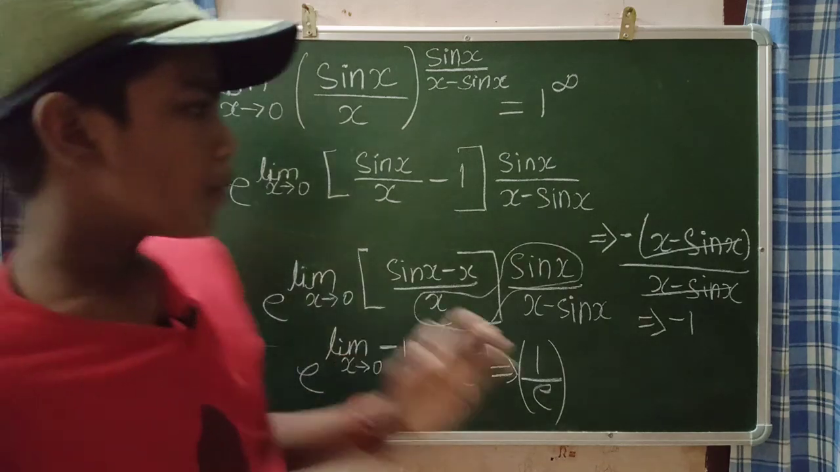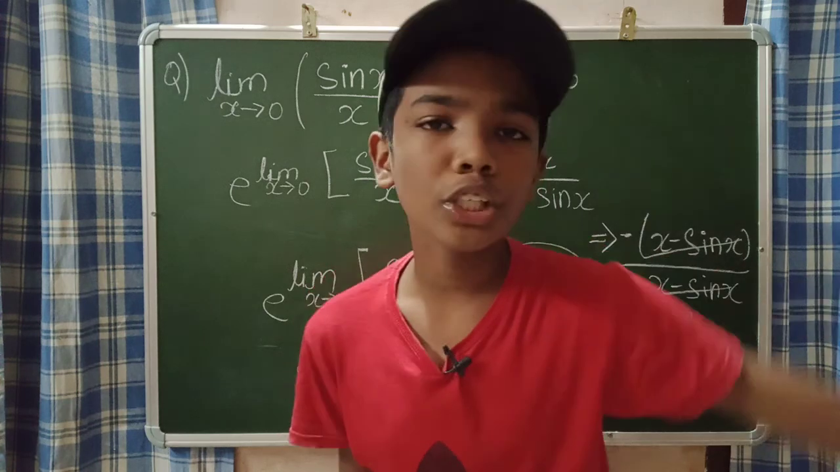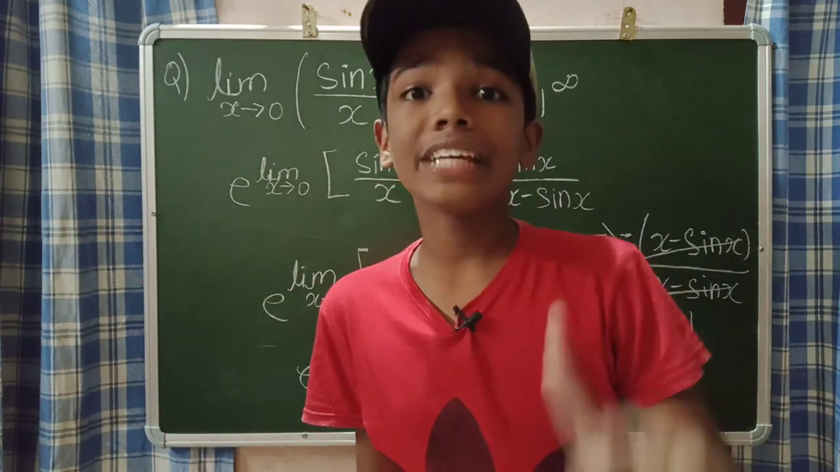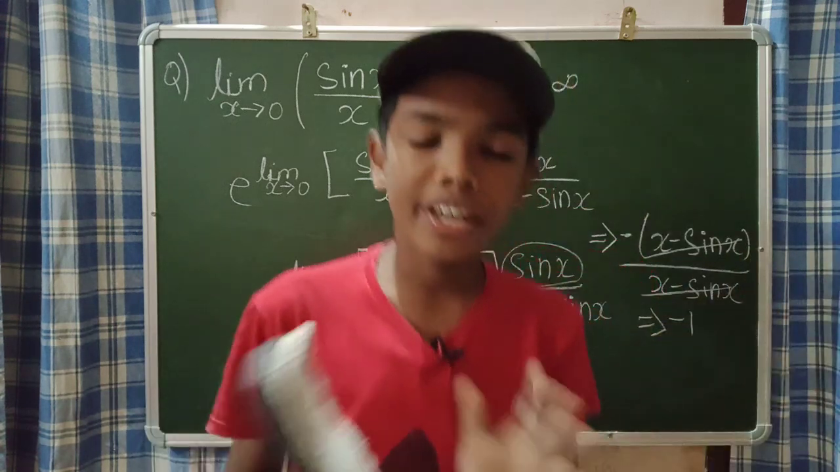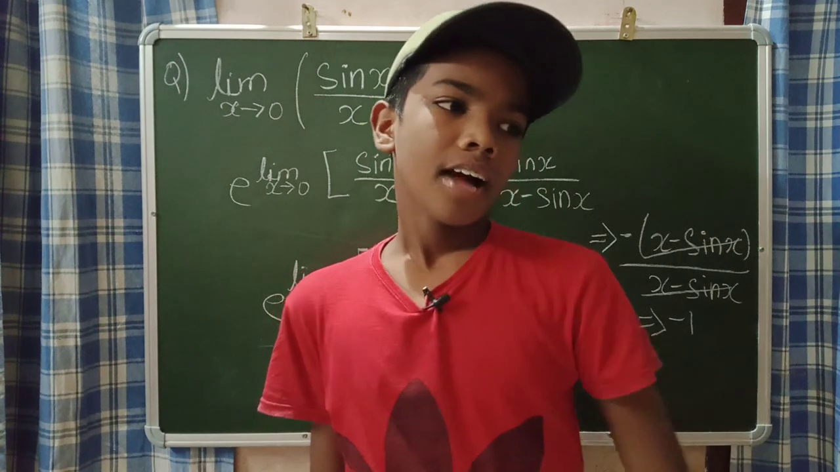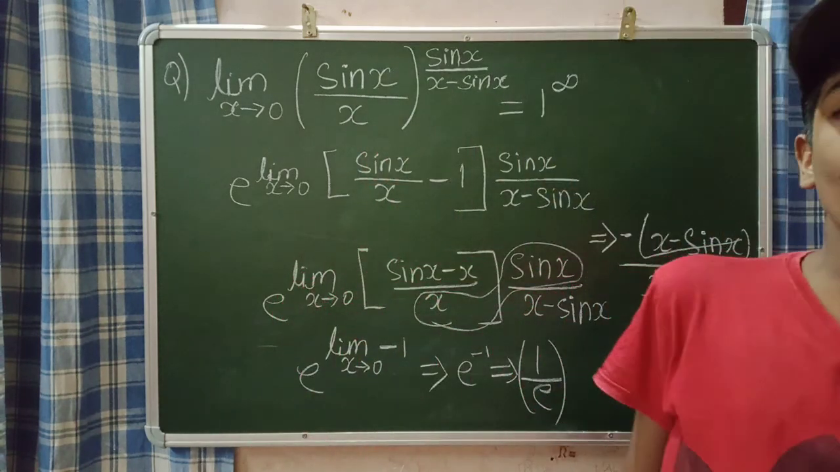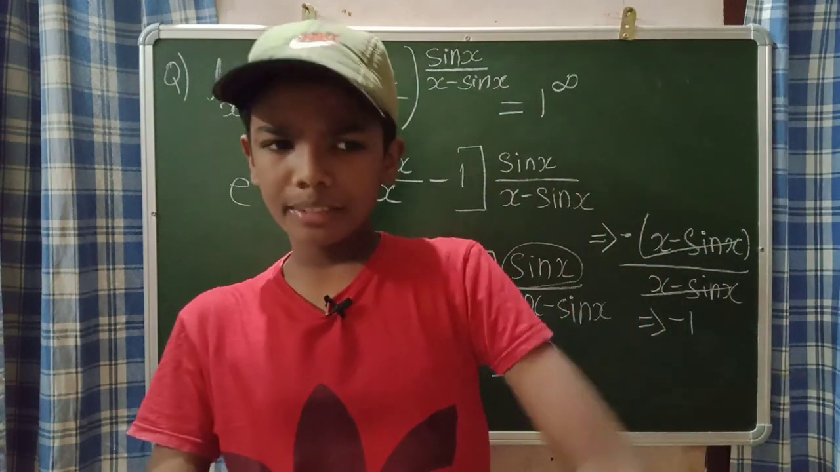So the most important thing which I used in this question is the standard limit: the limit of x tends to 0 of sin x divided by x will always give us 1. And the next thing which I used is the 1 to the power of infinity form. So guys, I hope you would have understood the concept, and I hope you would have enjoyed the solving. That's all about the concept of the question.